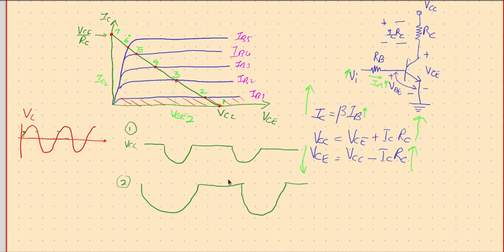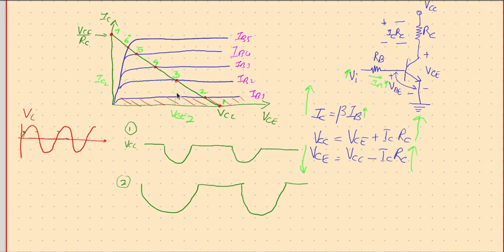I'm sorry, these are not to scale. So in one half cycle, we get amplification. This half cycle is not amplified. This half cycle gets amplified, and so on.